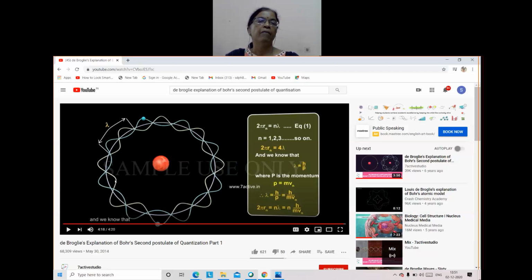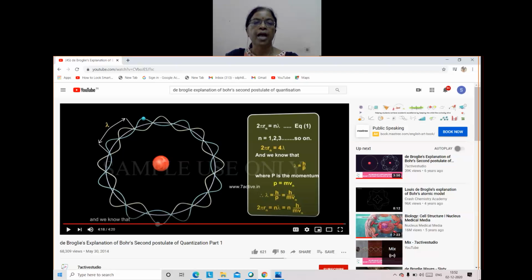See, this is the orbit, a circular orbit. When an electron moves in a circular orbit, it moves as waves, which we have studied. A particle has dual nature. Electron is a particle, so when it moves, it has wave nature. That is the dual nature we have studied. The electron has dual nature when it moves.